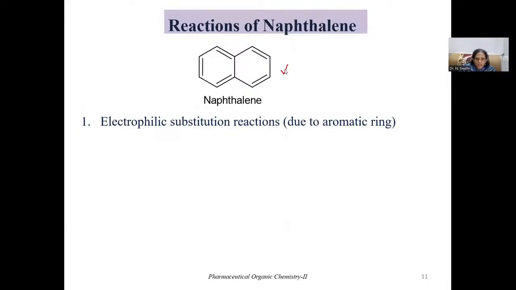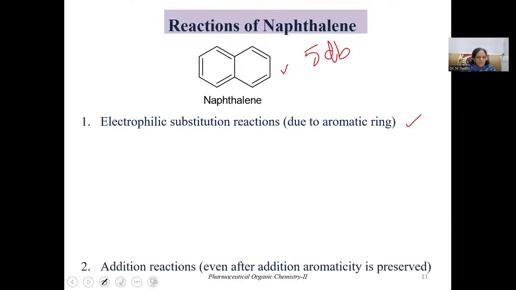This is the structure of naphthalene. Any compound undergoes reaction depending on its structure. Here, as you have seen, naphthalene consists of 5 double bonds. Compounds which have double bonds are considered to be electron-rich sources, and that is why they will undergo electrophilic substitution reactions. So naphthalene also undergoes electrophilic substitution reactions due to the presence of aromatic rings, similar to benzene.